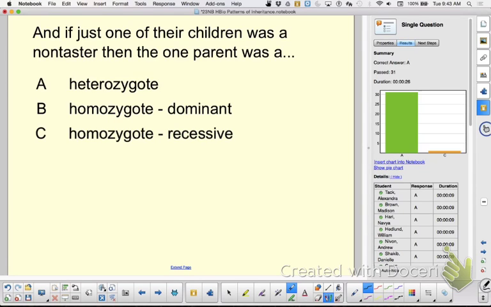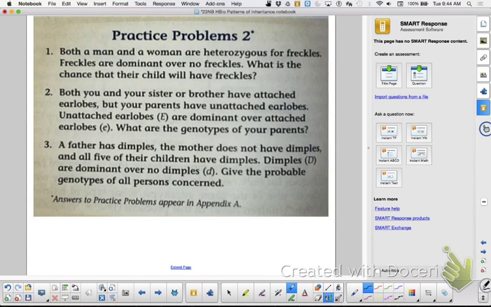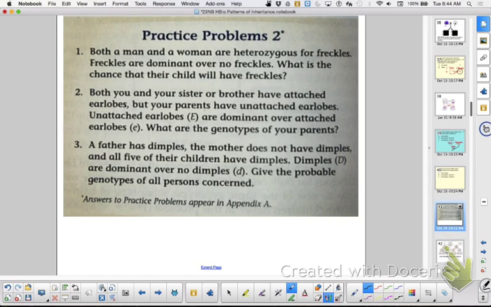No, okay, so if one of their children was a non-taster, then the parent was, it's that unknown parent I was referring to. So they would have to be a heterozygote. Okay, now there are more practice problems. We're not doing them right now. Practice problem set 2, you would want to do that, and that would give you really good practice to see if you understood that.